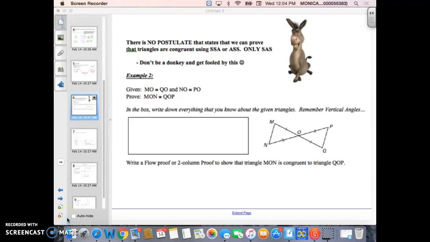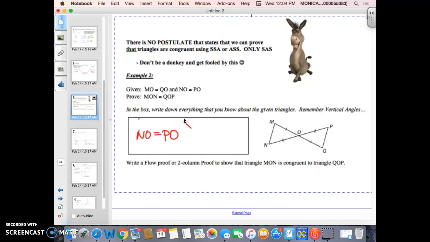Here we go. We are going to prove some things that we know. So it says write down everything you know about the given triangles. We know that MO equals OQ, and we know that NO equals PO. And we know also, because of vertical angles, that these two angles are going to be congruent. So we know that angle MON is congruent to angle POQ.